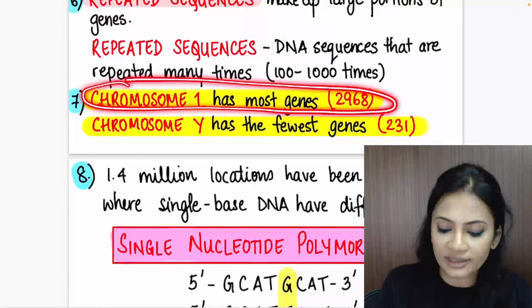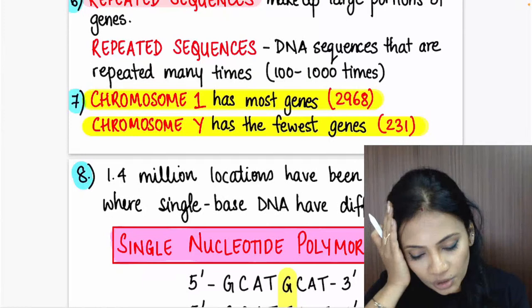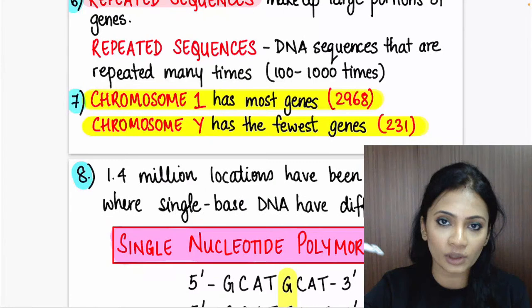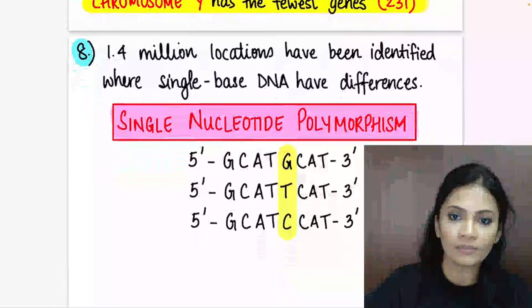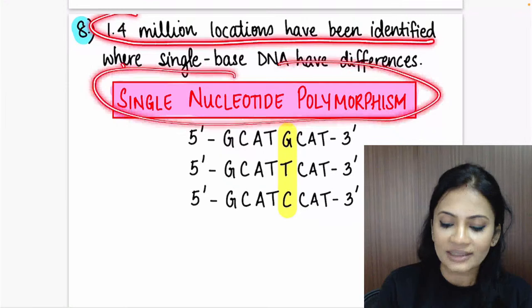Important, kids: from the Human Genome Project, an MCQ comes every year. I will share these notes on Telegram. You will all download them and go through these notes. Single nucleotide polymorphism: around 1.4 million locations have single base DNA differences.